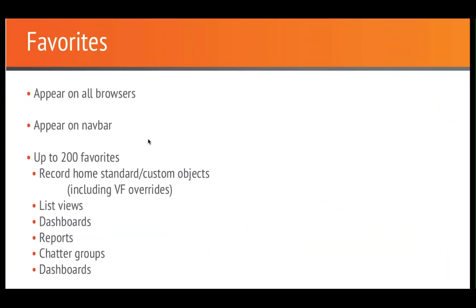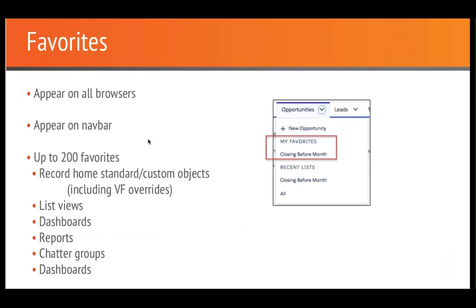A little bit of fine detail about favorites. So as I was saying, they appear on all browsers, regardless of where you're accessing it from. They'll always be there. They also appear on the drop-down menu for navigation bar items, which is quite nice. You can define up to 200 favorites, and those are based on the page types that you see listed down below there. So any of those page types, when you're on those in Lightning Experience, you'll be able to bookmark them and then jump back to those quickly and easily at some point in the future.